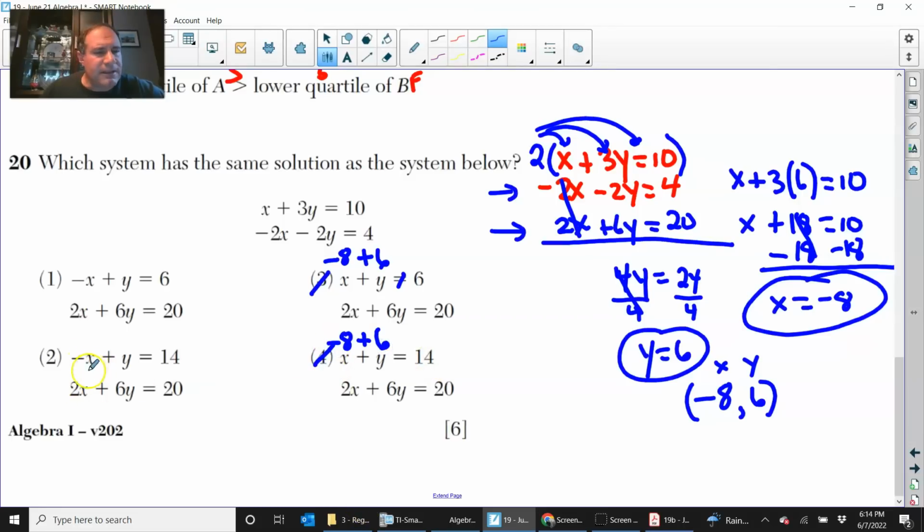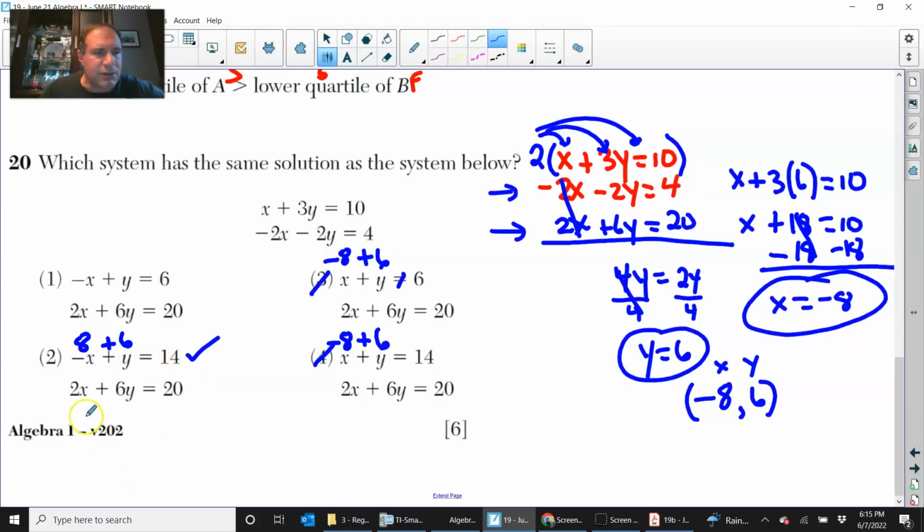Then I have -x plus y equals 14. I'm just choosing this one. When I substitute the -8 in, it's going to be a negative of a -8. So that means the double negative becomes a positive. That's 8 plus 6 equals 14.